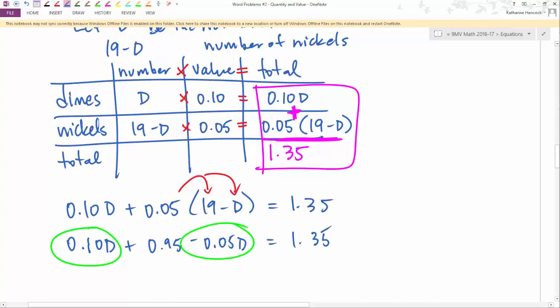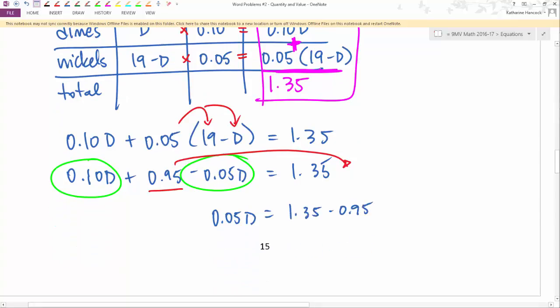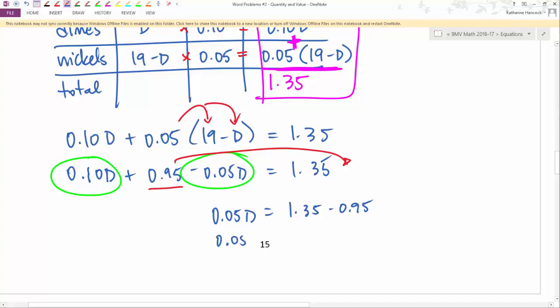These guys, that's going to give me 0.05D. I'm going to bring this 0.95 over to the other side, and I'm going to get 1.35 minus 0.95. Careful with all those decimals. So 0.05D equals 1.35 minus 0.95, which, if I type it in my calculator properly, gives me 0.40. Divide both sides by 0.05, and we get 8.